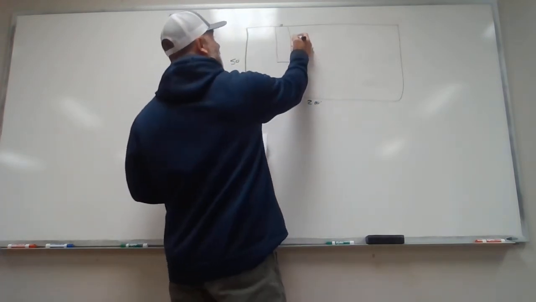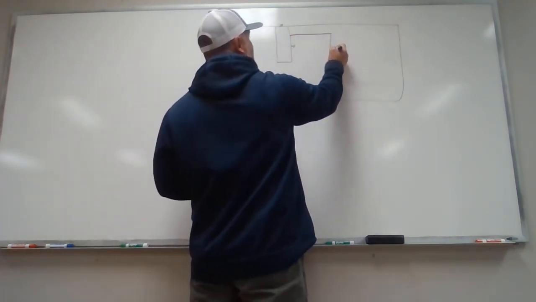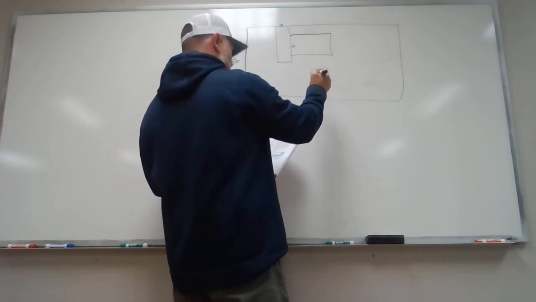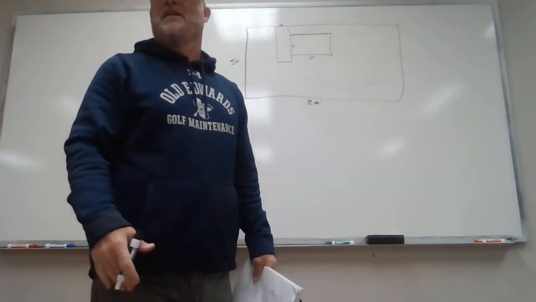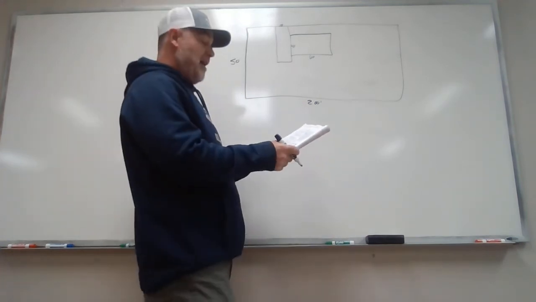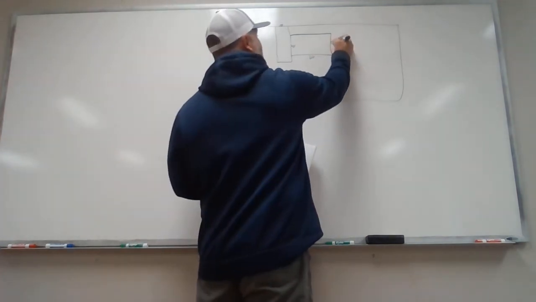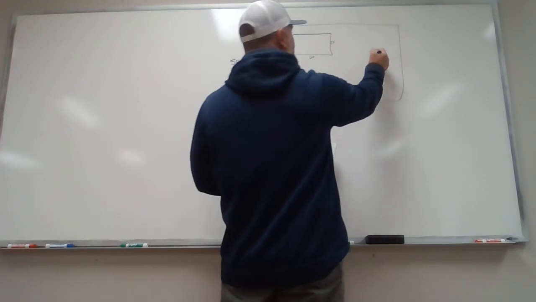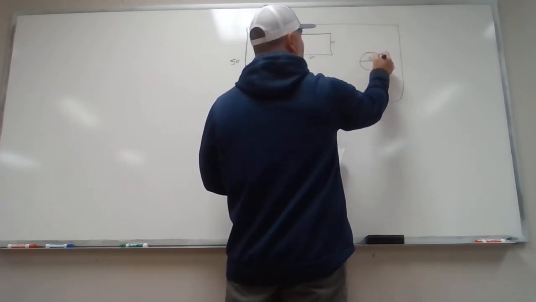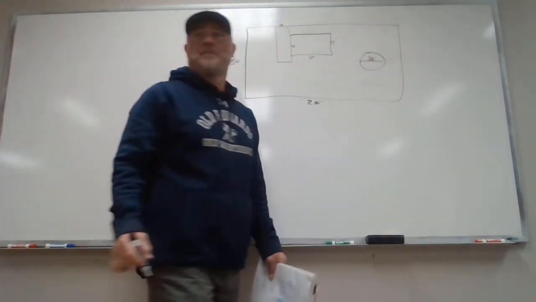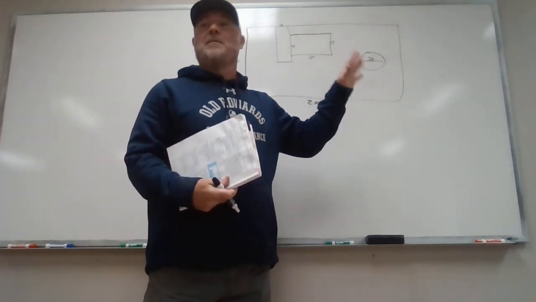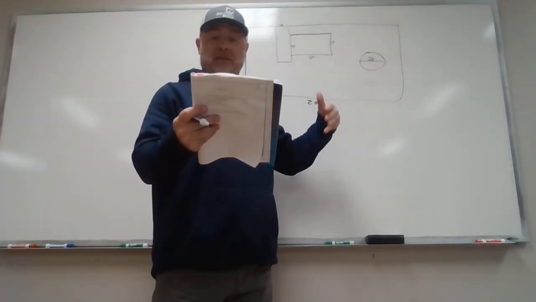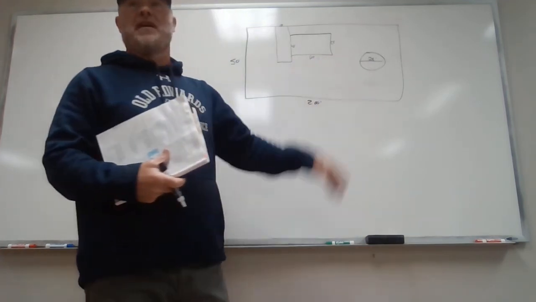Then you have a house off that. You have a house that's 60 by 25, and a pool with a 25-foot diameter. And it wants you to know how much fungicide you're putting out.